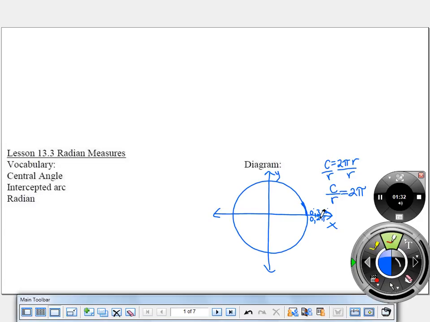You learned about central angles and intercepted arcs in geometry. A central angle goes from the center of the circle and intercepts some arc along the edge. So this would be the central angle that I've marked with theta, and this would be the intercepted arc. And that angle we've normally measured in degrees, but now we know we can measure it with this radian measurement as well.